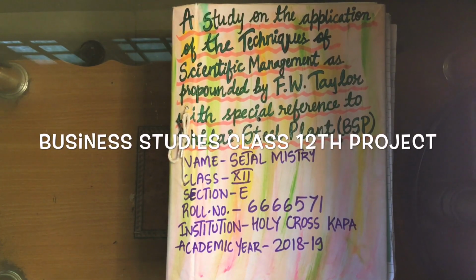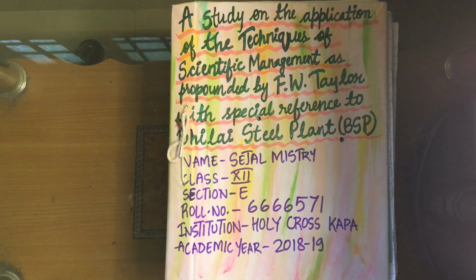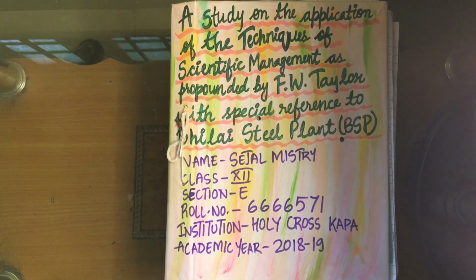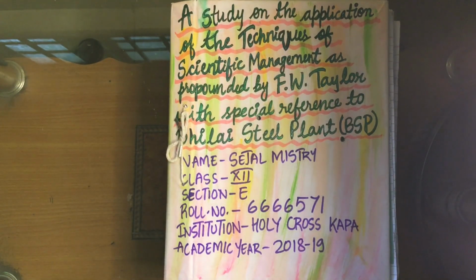Let's go through the project and I'll be telling you how I made it and everything about the BST project. So basically you can see this project. I made my project on a study on the application of techniques of scientific management. Okay, I used F.W. Taylor's techniques. So let's go through the project.